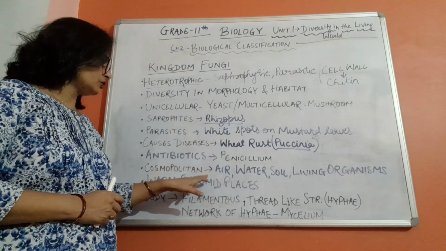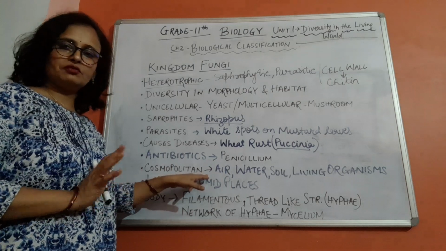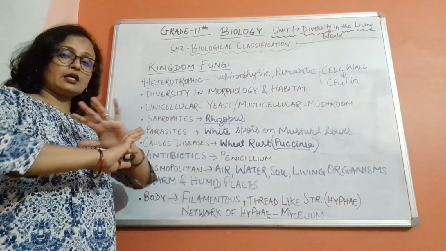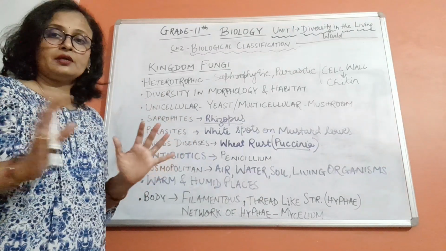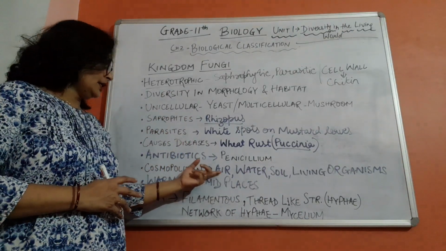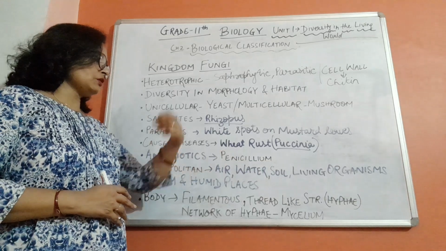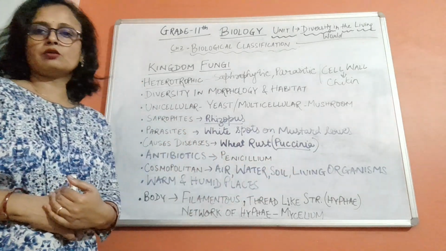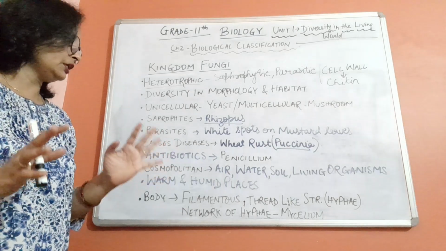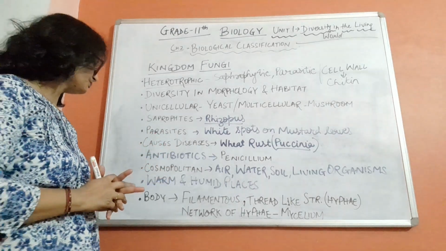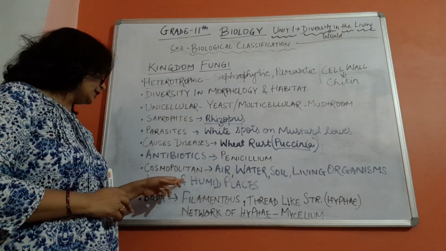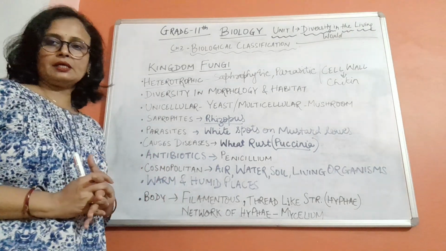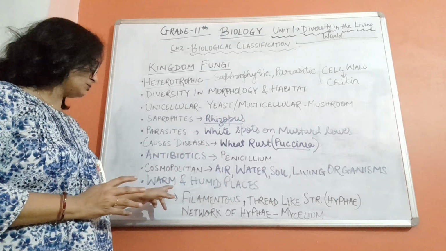Cosmopolitan is a word which is used very commonly for fungi. Cosmopolitan means it can survive anywhere, everywhere. In air it is found, in water it is found, in soil it is found, in the body of living organisms it is found. So this is cosmopolitan, anywhere, everywhere it is found. But mostly it is found in warm and humid places. Wherever there is humidity, it develops moisture at the same time.